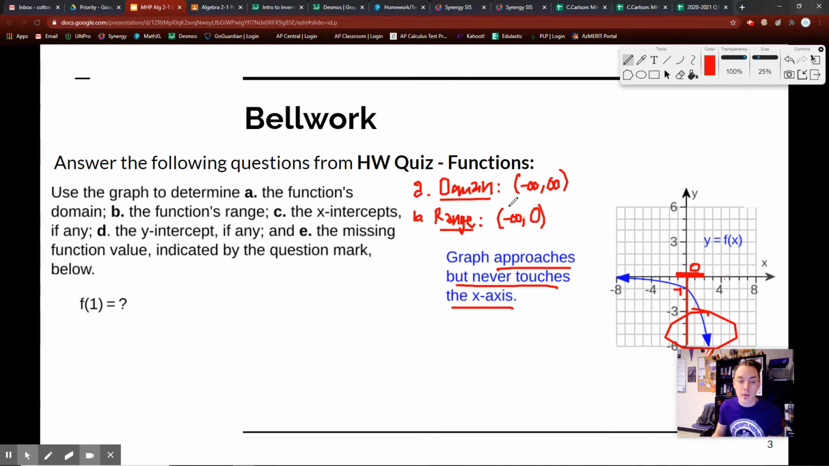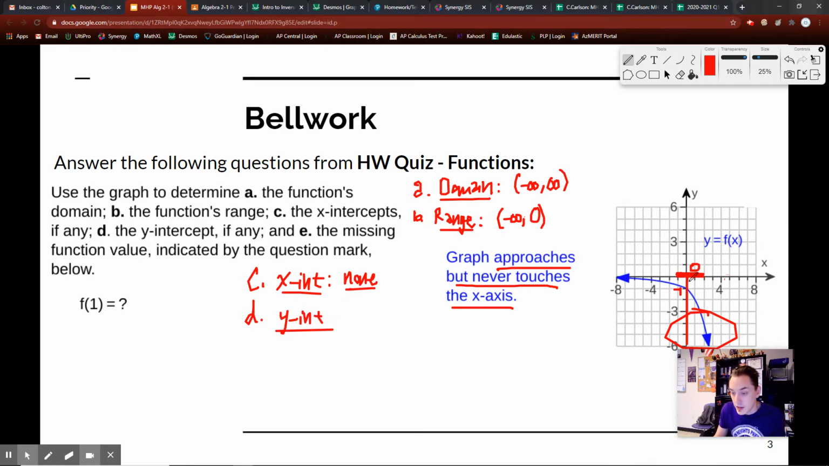When we go to these, like the x-intercepts, we pretty much know what we're doing with the x-intercepts. Is there any x-intercepts? I sure hope not. If it never touches the x-axis, are there going to be any? Clearly not.